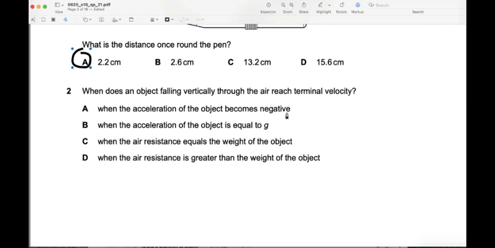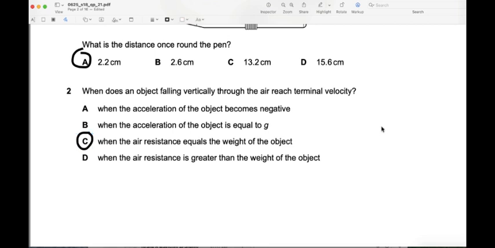Acceleration of the object becomes negative, no. When the acceleration of the object is equal to gravity, no. When the air resistance equals the weight, yes. This is exactly what we're saying. For the sake of exam, we'll quickly go to the next question.